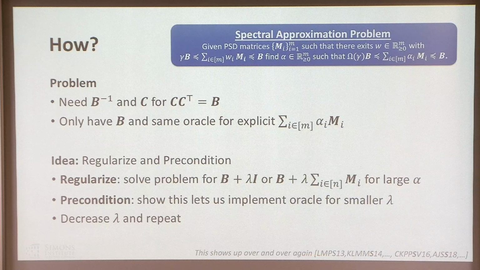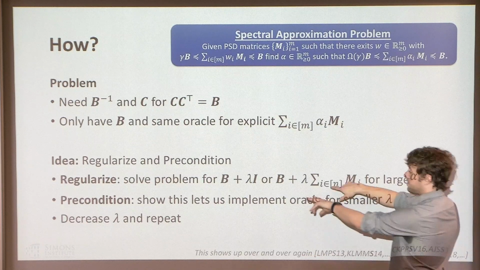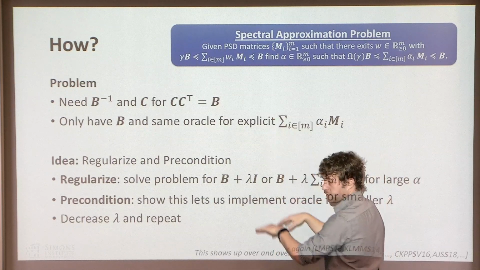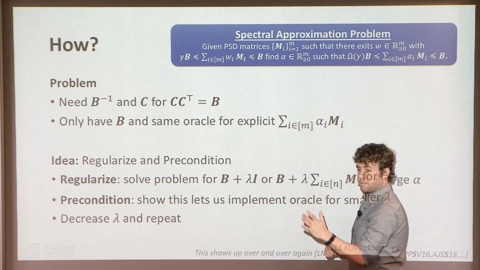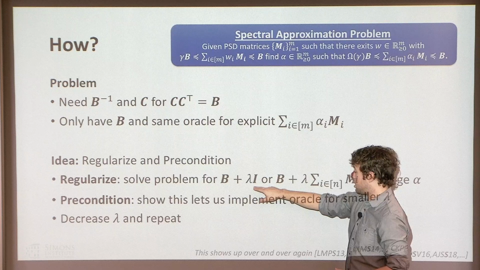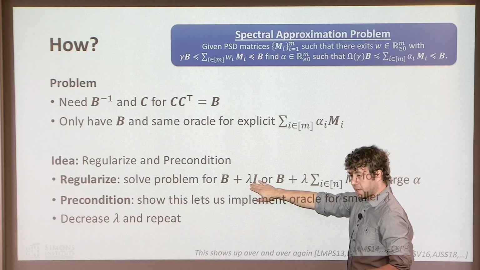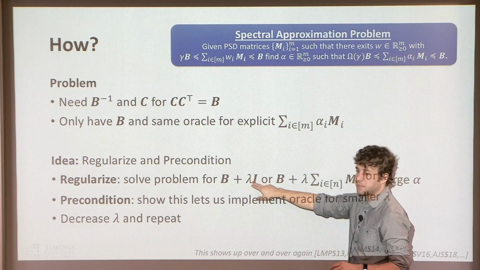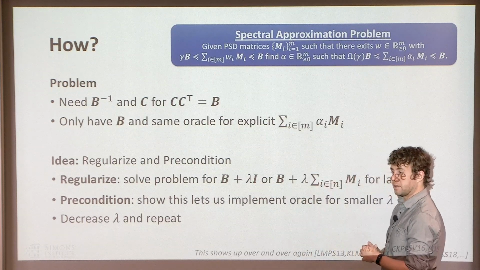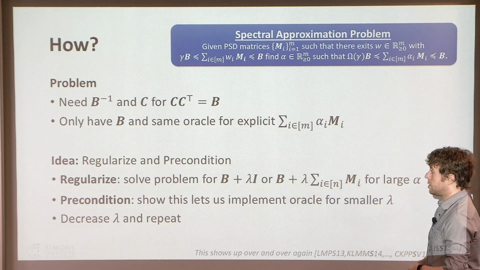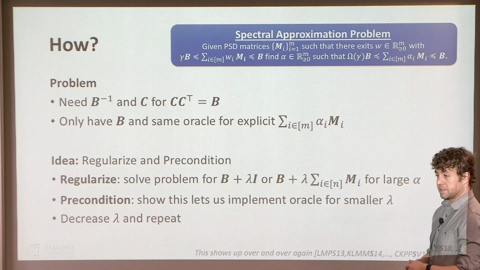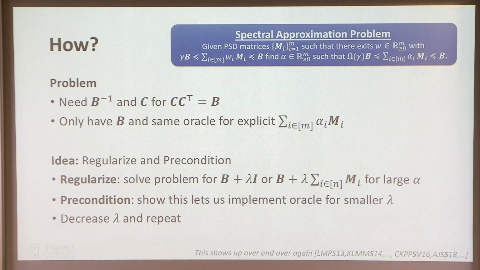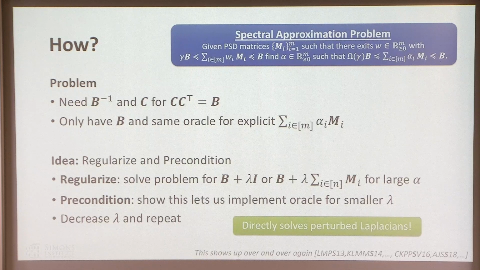But the idea then is to say, once I have solved this problem for one value of lambda, by preconditioning, I can use it to implement the oracles for a slightly smaller value of lambda. So if I've solved this problem for one value of lambda, I can use the factorizations I've computed for it and the ability to solve it to solve linear systems and compute factorizations for a slightly smaller value of lambda through an iterative method. So the idea is to just run that framework I explained on the previous slide repeatedly, decreasing lambda, and that gives the result. That's the high level. And actually doing this directly lets us solve perturbed Laplacians.